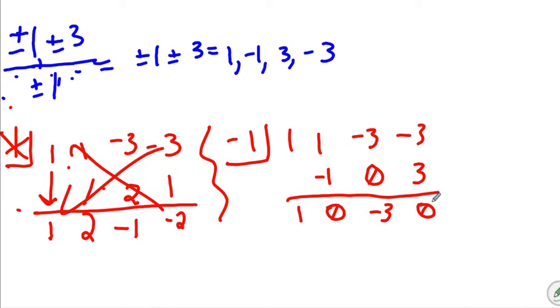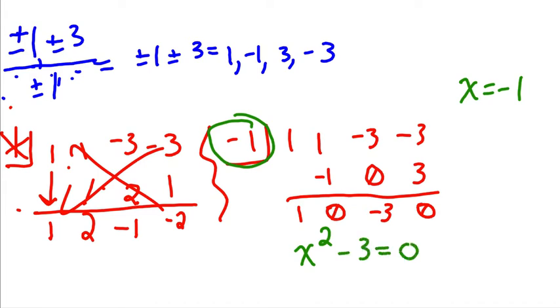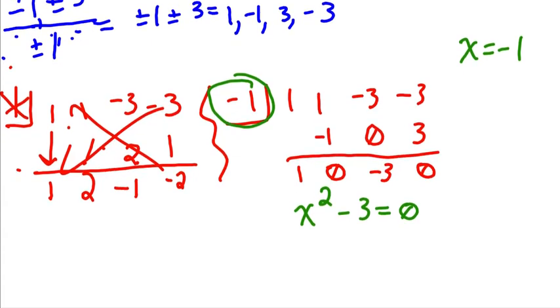That means that -1 is a rational root. So we know that x equals -1 is one of our rational roots. Now this down here would be x squared plus 0x, we don't need that, minus 3 equals 0. This one will not give us a rational root. It will give us an irrational root, because if we add 3 to the other side, x squared equals 3, and we take the square root of both sides, we have x equals square root of 3. That is not rational, that's irrational.